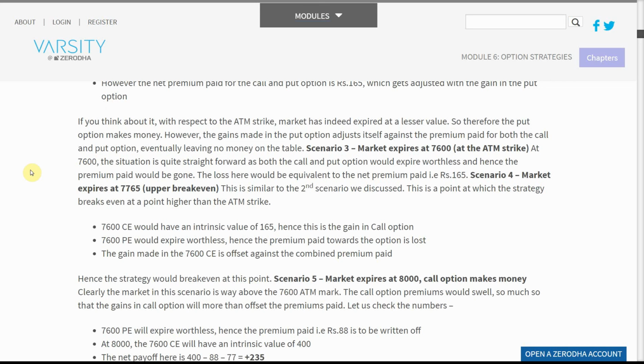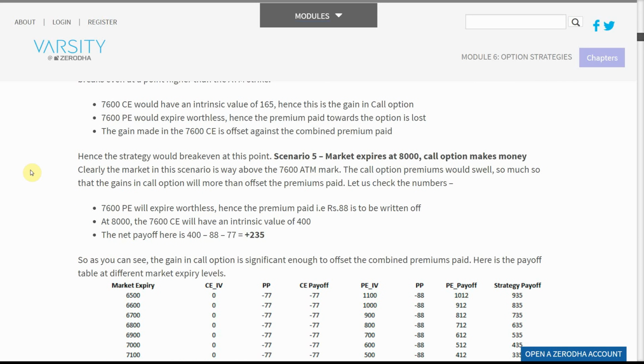The 7,600 Put will expire worthless. Hence the premium paid, i.e. 88 rupees, is to be written off. At 8,000, the 7,600 CE will have an intrinsic value of 400. The net payoff here is 400 - 88 - 77 = plus 235. So as you can see, the gain in the call option is significant enough to offset the combined premiums paid.